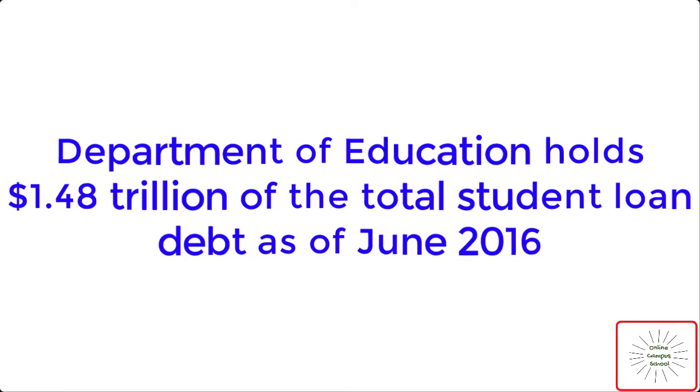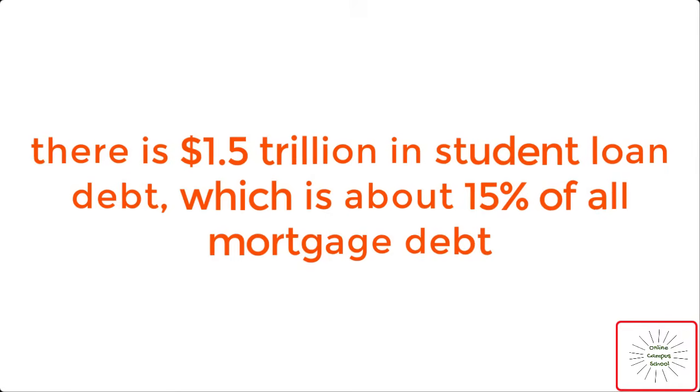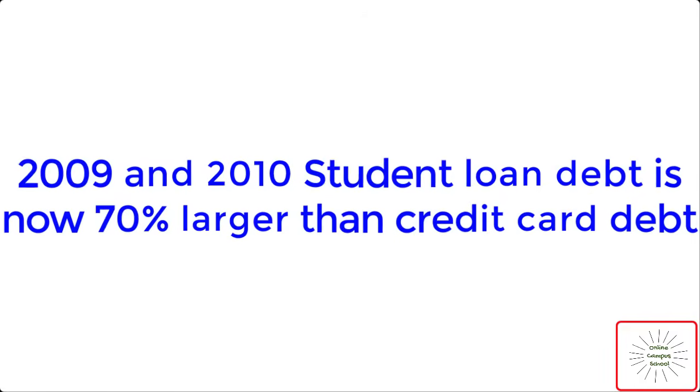have taken on. The Federal Reserve Bank of New York, which estimates student loan debt using credit bureau data rather than lender data, estimates that there is 1.5 trillion in student loan debt, which is about 15% of all mortgage debt. However, student loan debt outgrew both auto loan and credit card debt between 2009 and 2010. Student loan debt is now 70% larger than credit card debt. So here is a graph.